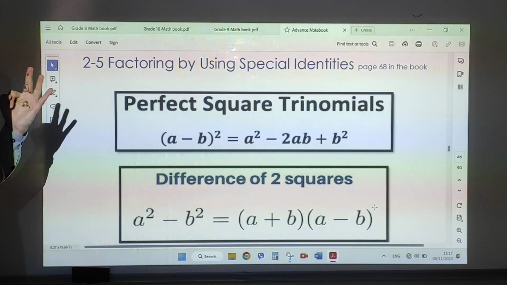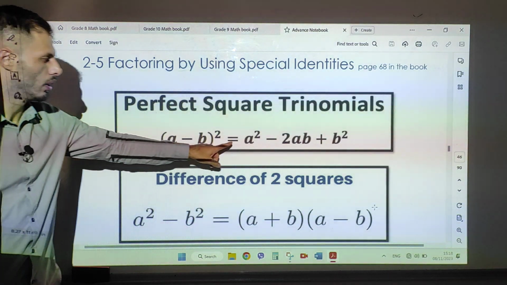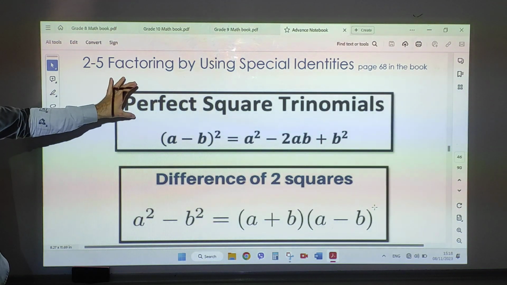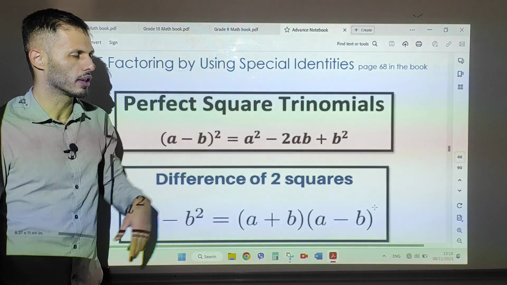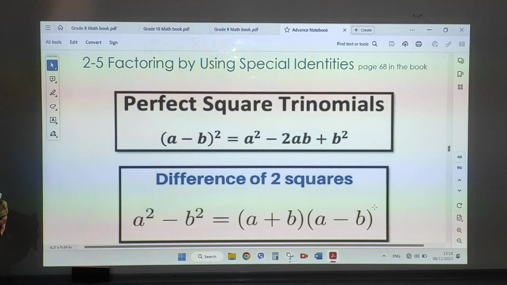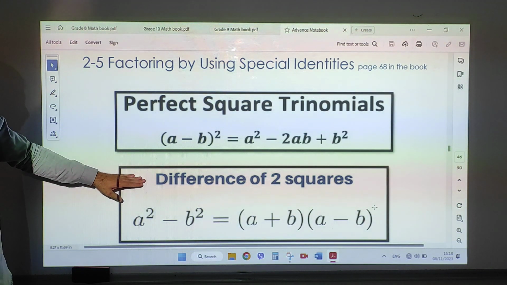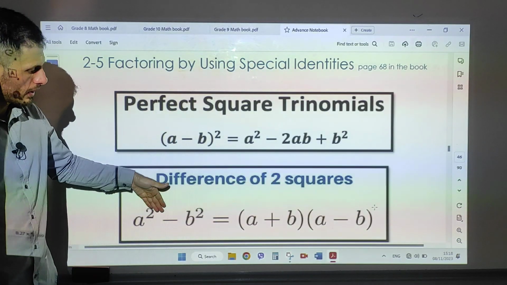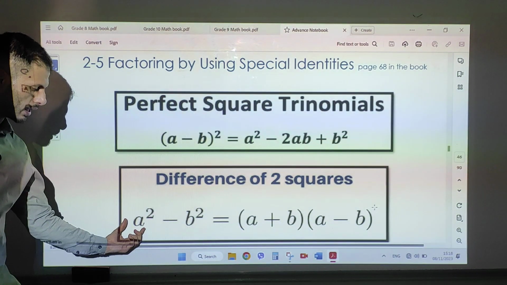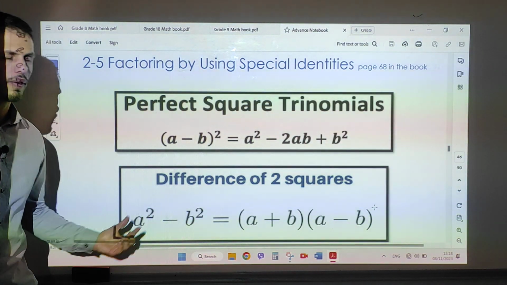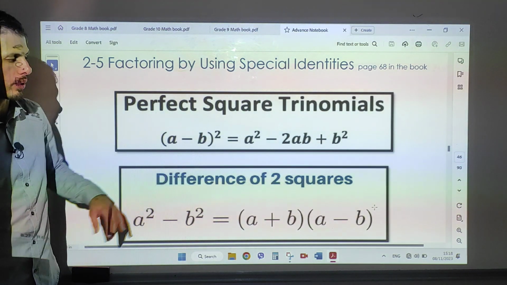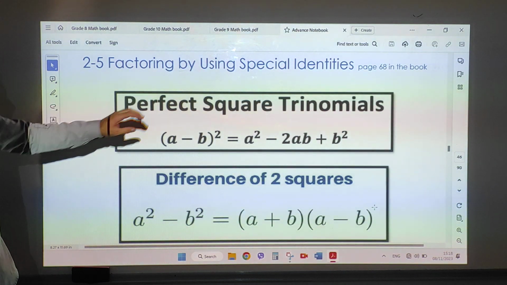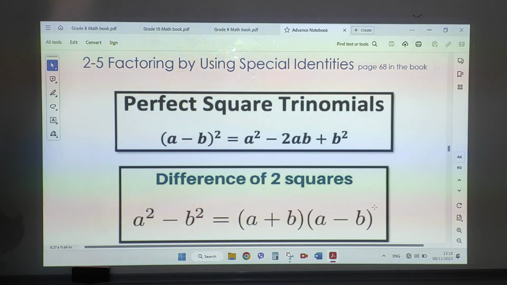By trinomial we mean that it has three terms, 1, 2, 3 terms, and the first and the last are perfect squares. Difference of two squares: difference means there's a minus between. It means it is two parts and both of them are squares, something power 2, something power 2. So this is difference of two squares, which is two parts. This is perfect square trinomial, which would be three parts.